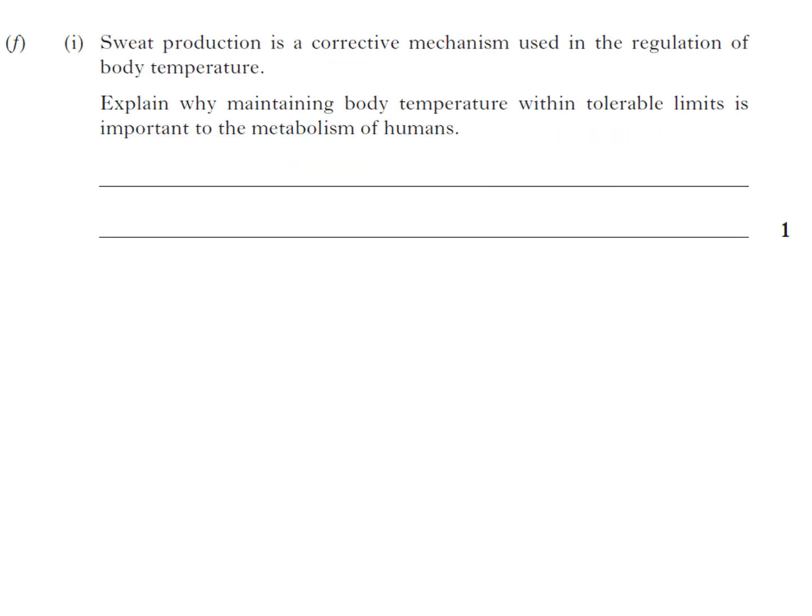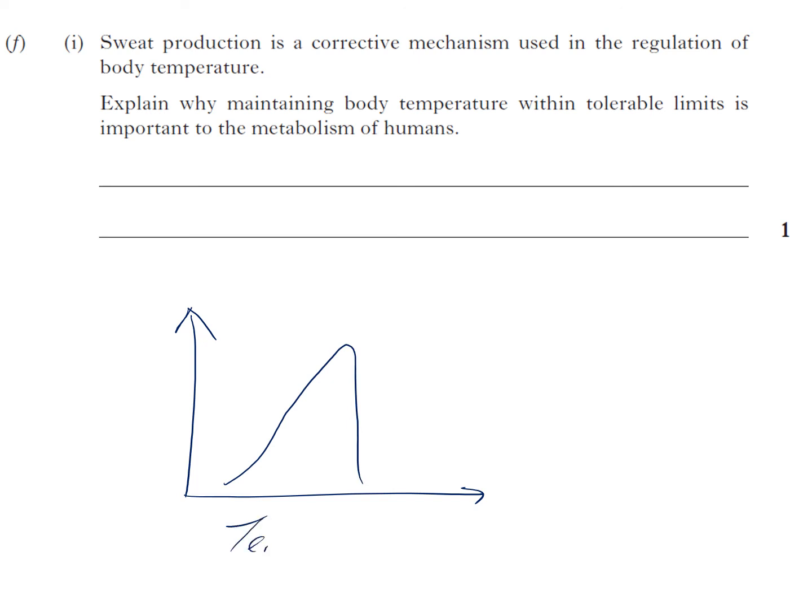Sweat production is a corrective mechanism used in the regulation of body temperature. Explain why maintaining body temperature within tolerable limits is important to the metabolism of humans. Right, you should recognise this graph. Being quite drastic with that one, but the whole point is it's asymmetric. This would be temperature, and this would be activity of enzymes.